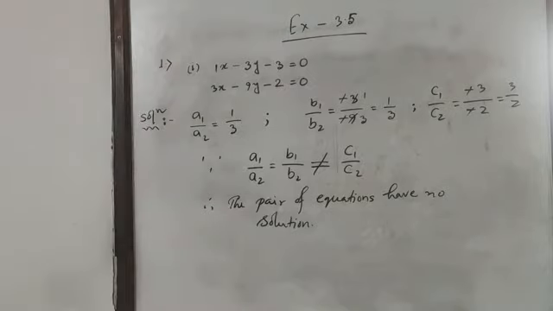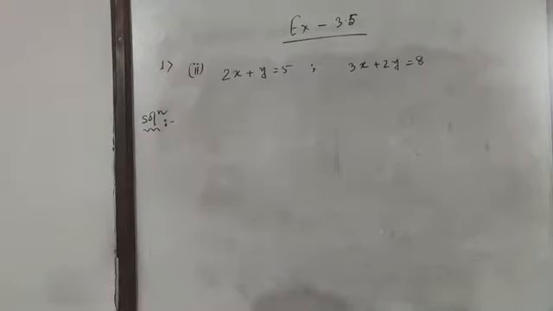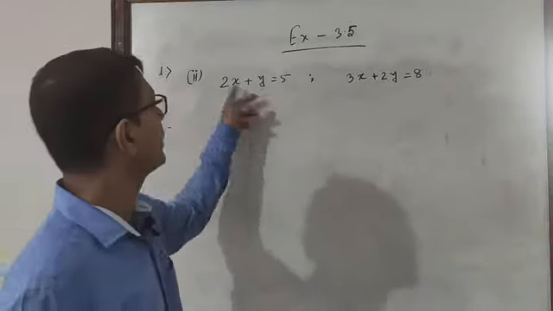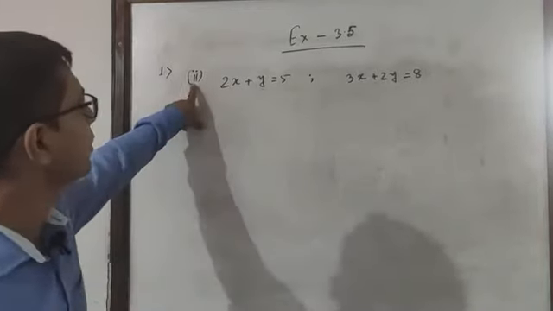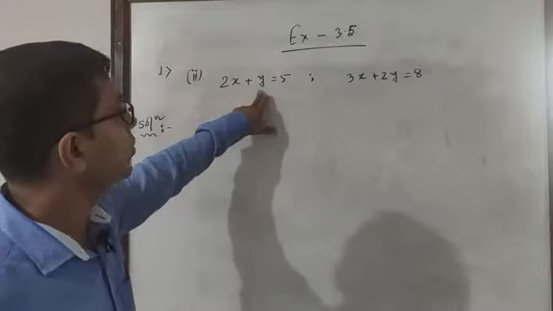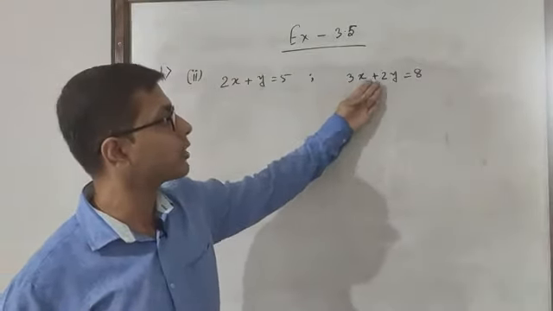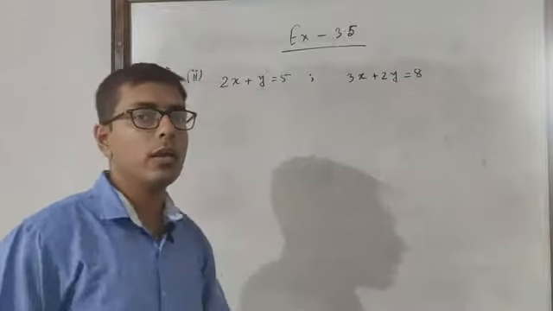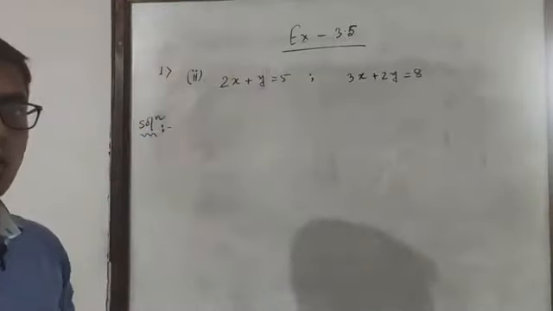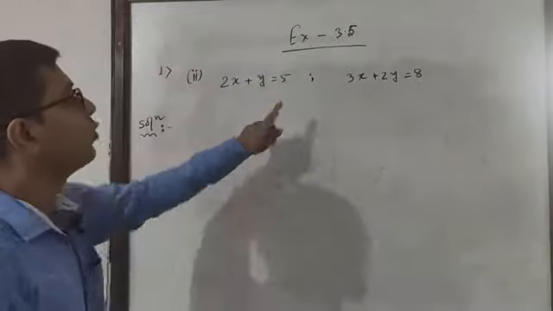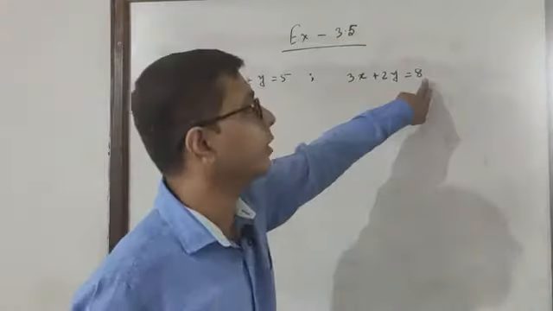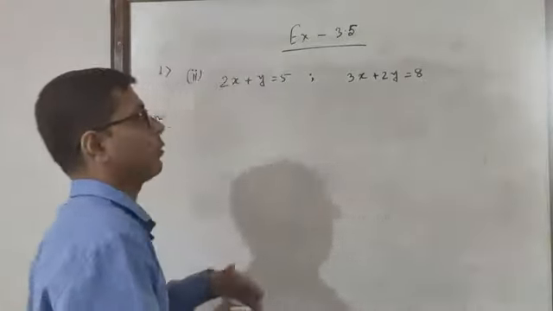Let's see what is the second question. Okay, these are the two equations given in the second question. 2x plus y is equals to 5, and the second equation is 3x plus 2y is equals to 8. So how to solve it? इसको कैसे solve करें? Step number 1, you have to bring 5 this side and you have to bring 8 this side of the equation, same side.